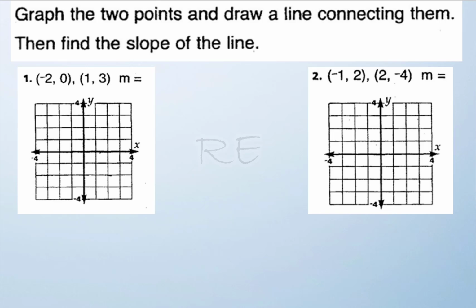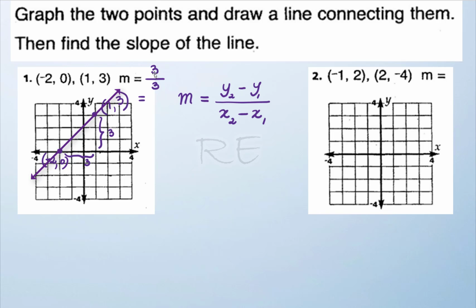Now the points (-2, 0) and (1, 3), and then we connect them. The vertical distance is 3. The horizontal distance is 3. And the line is rising, so it's positive. Therefore, the slope is equal to 1.